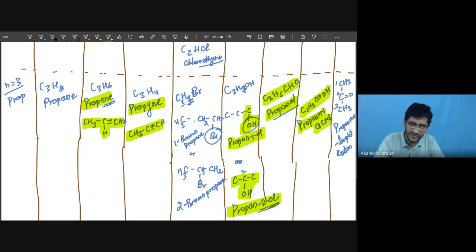This is the simplest ketone. The simplest ketone is our propanone. I have drawn vertically. You may draw horizontally also if you have the space. It is the simplest ketone, or the smallest ketone molecule possible is propanone.